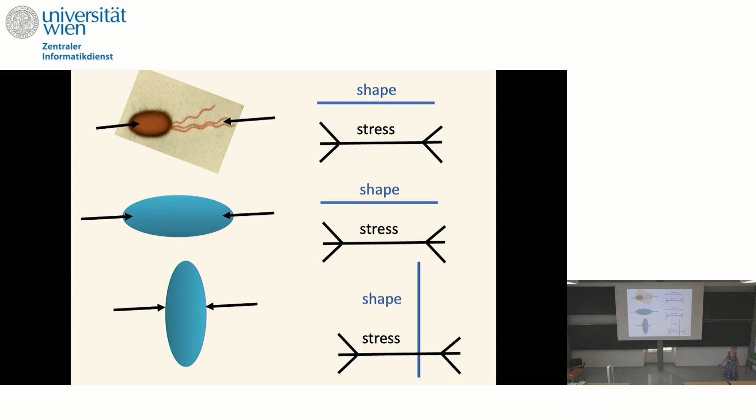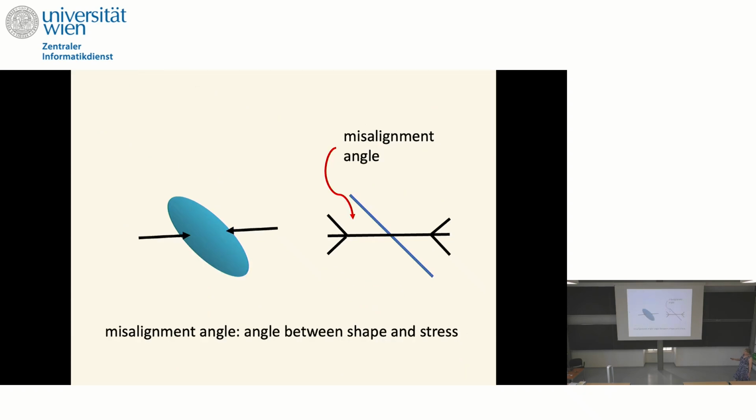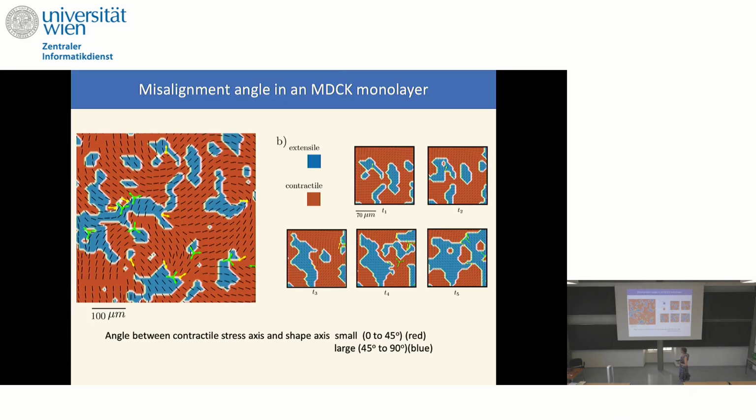So let's forget about these terms, contractile and extensile, which are a pain in the neck. And let's look at the shape axis and this stress axis, and just define an angle between them, which I'll call the misalignment angle. That angle would be 0 if it was a proper contractile system. It would be 90 degrees if it was a proper extensile system, but can it be something in between? So this is what the experimentalists measured. And what they found, okay, is that this angle can be anything, okay?